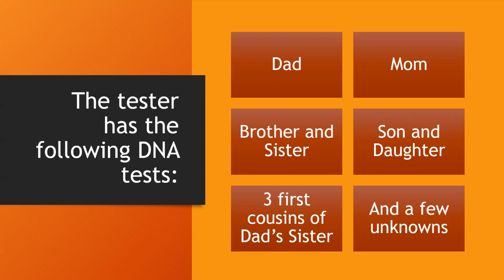So the tester has the following DNA kits: dad and mom, brother, sister, son and daughter, 3 first cousins who happen to be of dad's sister, and a few unknowns. So that's kind of where the mystery starts.